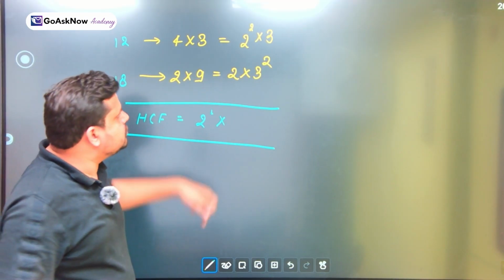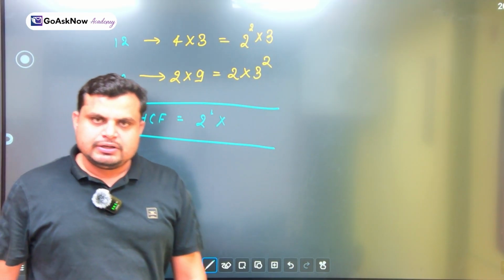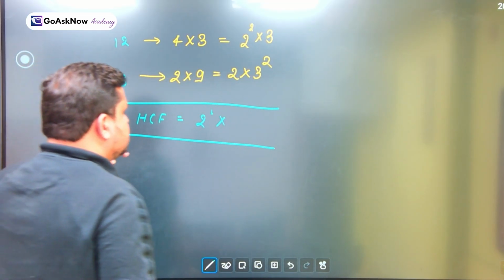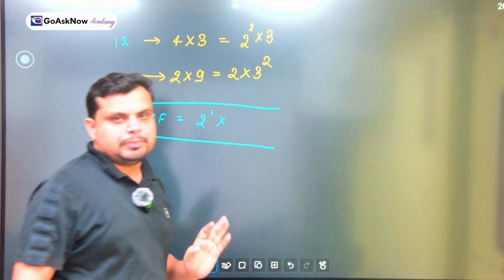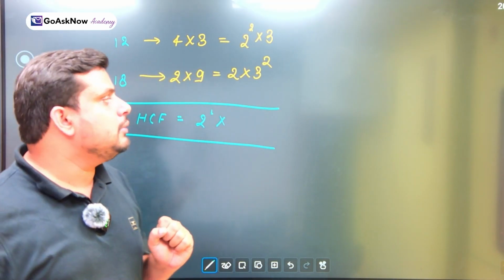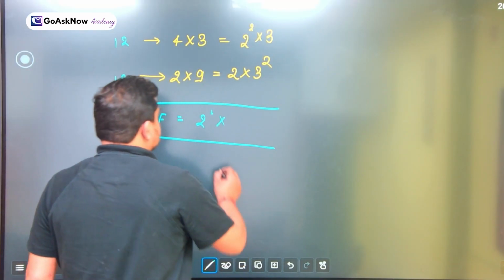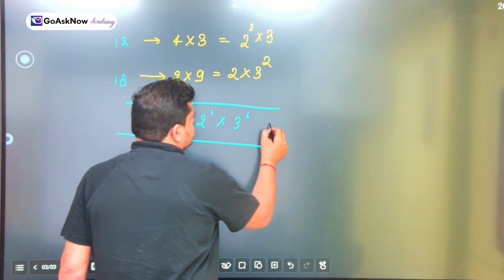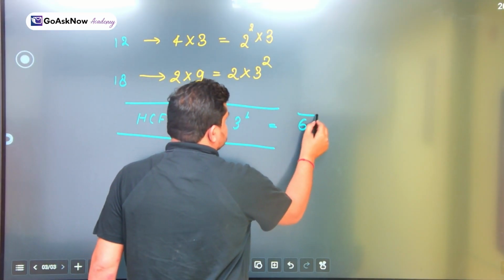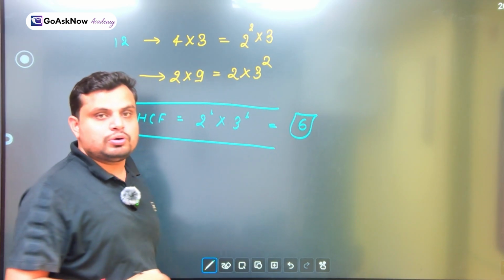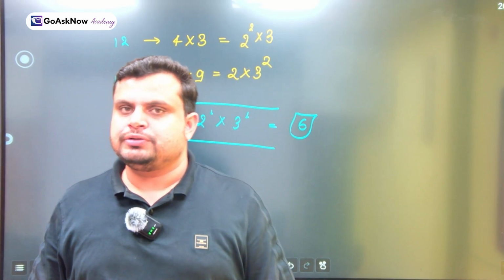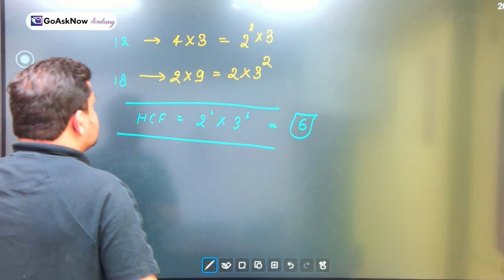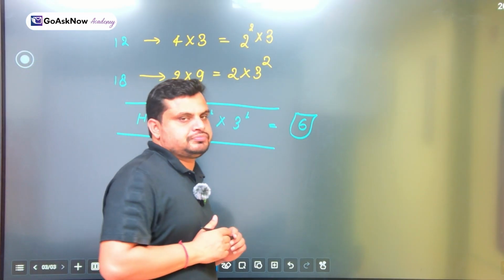And again for 3, you can see that 3 is the common factor in both the numbers. Above we have 3 to the power 1 and below 3 to the power 2. So what is the minimum common power in both? That is 3 to the power 1. So the HCF of these numbers is 2 into 3, that is 6. By the normal method, you have also seen that 6 is the greatest number dividing both 12 and 18.